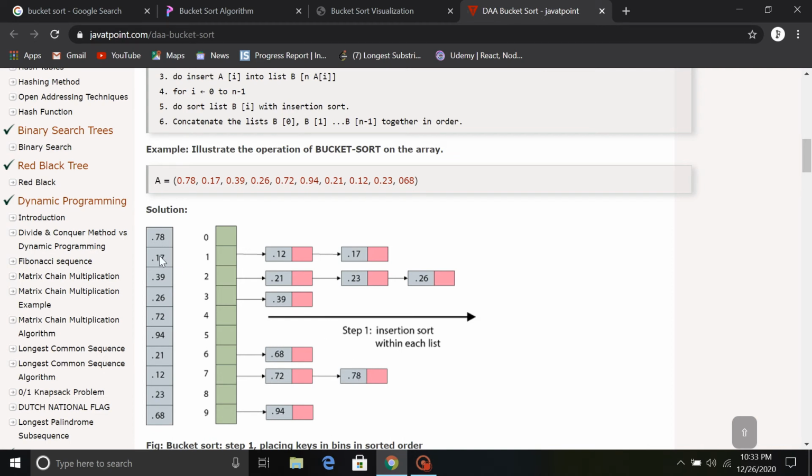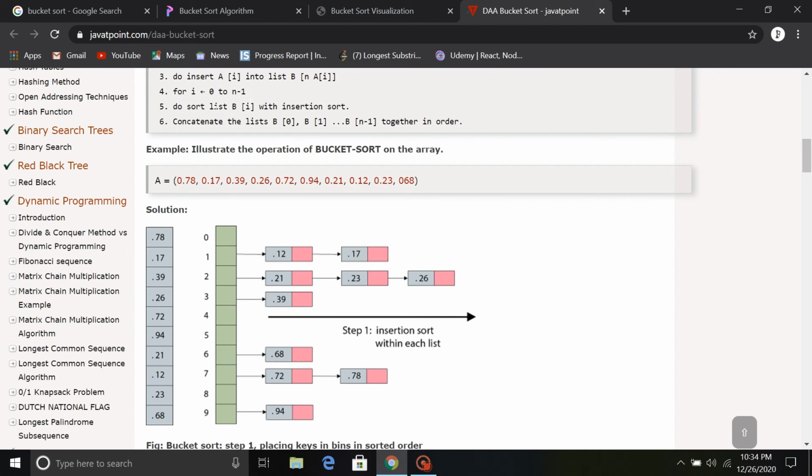Okay, now taking 0.17, we have multiplied it by 10, it is 1.7, and taking the floor value, it is 1, so we store 0.17 there. Now after this we are iterating over the list B, where we are storing the elements of A[i]. We are iterating from 0 to n minus 1, because here we are starting from 0.